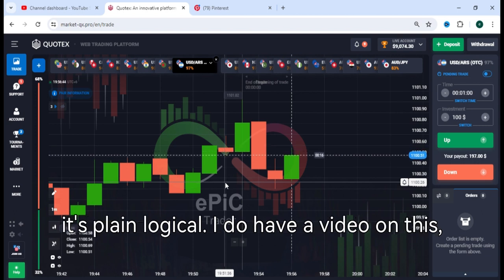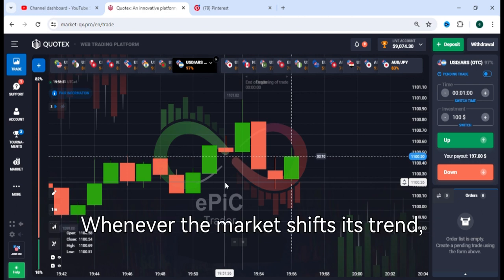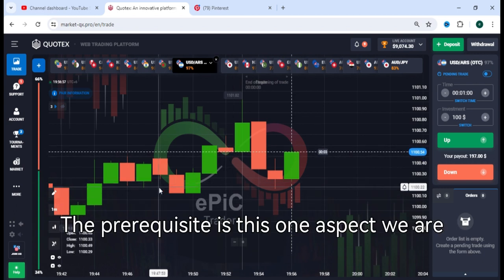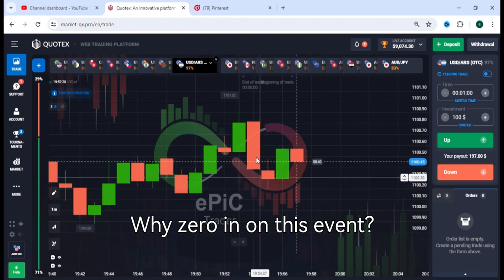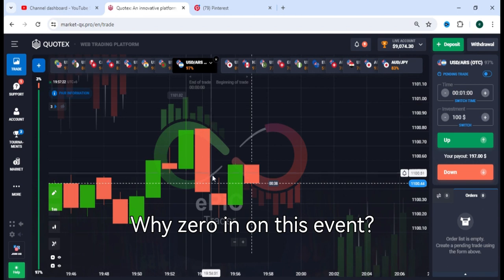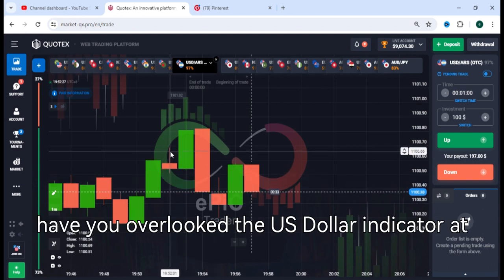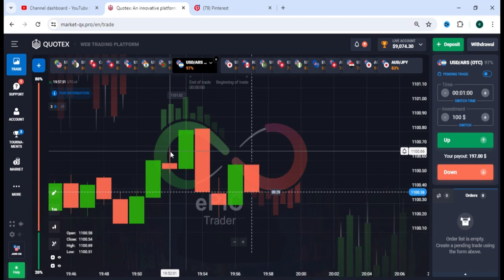It's plain logical. I do have a video on this, but I reiterate, whenever the market shifts its trend, it can move from a downtrend to an uptrend or vice versa. The prerequisite is this one aspect we are looking at here. Why zero in on this event? It's unfolding precisely at 8 p.m. Have you overlooked the US dollar indicator at 7 sharp? You ought to pay closer attention.